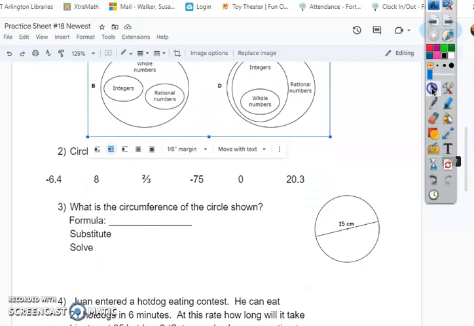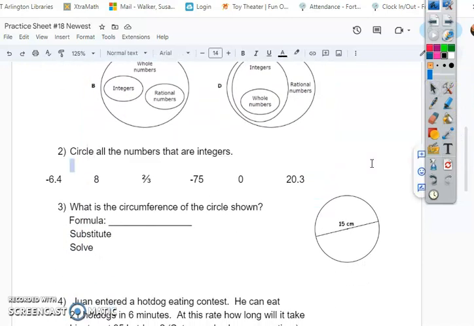Okay, number 2. So circle all the numbers that are integers. We've done this multiple times. Integers, no. Fractions, no. Decimals. Cross those off. Everything else is an answer.